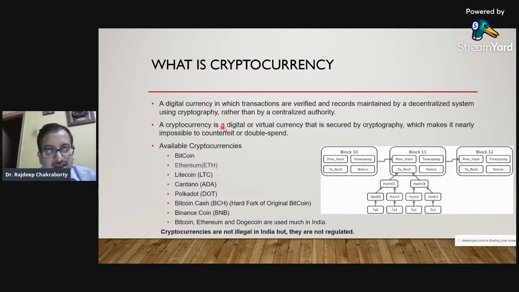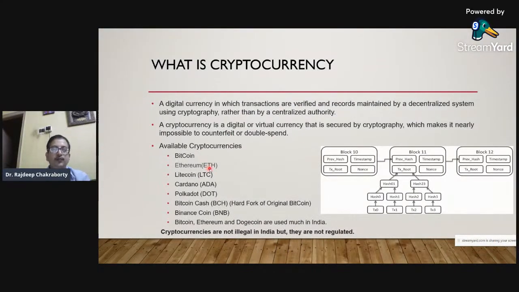A cryptocurrency is a digital or virtual currency that is secured by cryptography, which makes it nearly impossible to counterfeit or double spend. Counterfeit means stealing, and double spend means you cannot spend the same Bitcoin or the same cryptocurrency twice or thrice. Okay, so this is known as double spend.